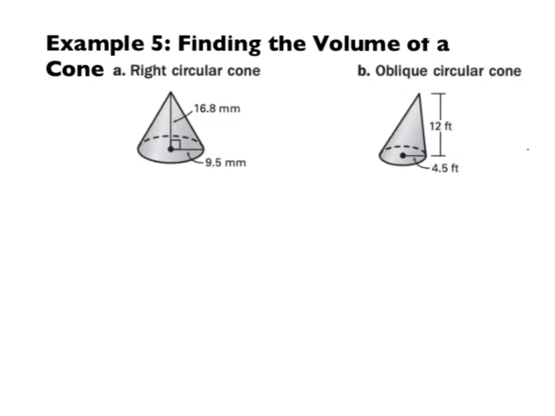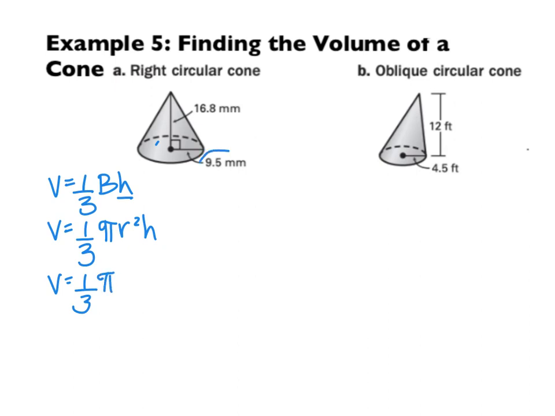For example 5, we have two different types of cones. We've got a right circular cone and an oblique circular cone. Notice that for our right circular cone, we're going to use our formula V equals 1/3 area of the base times the height. The area of the base, since this is a circular base, the area is pi r squared, and then that's times the height.